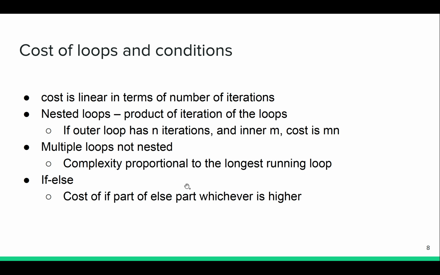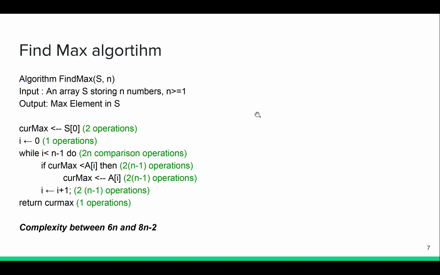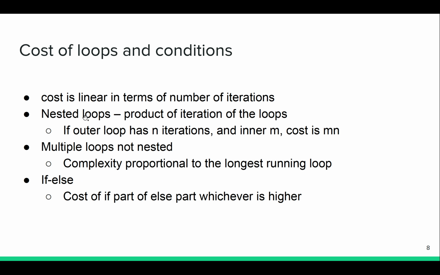How do we check the cost of the loops and the conditions? Cost is linear in terms of the number of iterations. Like I said in the previous example, while is a loop which is running from i equals 0 to n minus 1, which is costing n iterations. Nested loops: product of iterations of the loops. If the outer loop has n iterations and the inner loop has m, then the cost is mn.